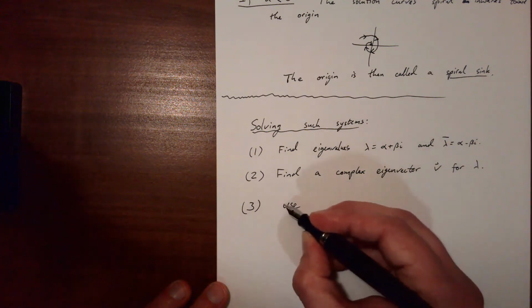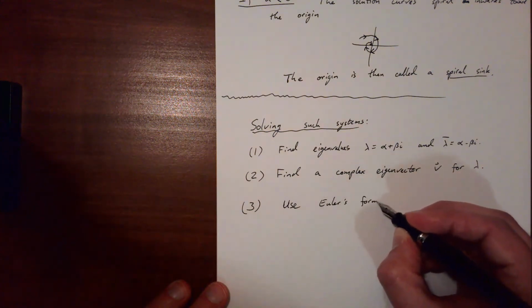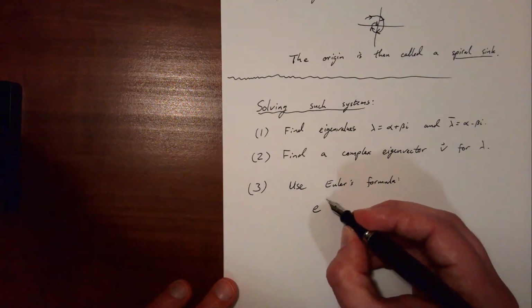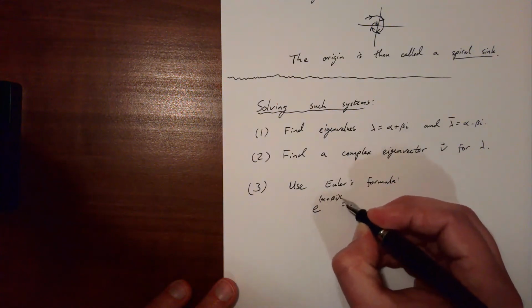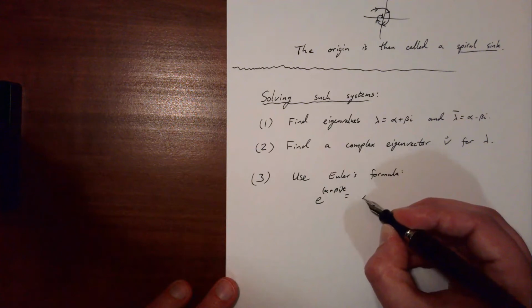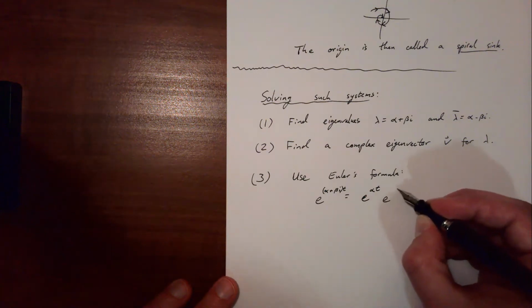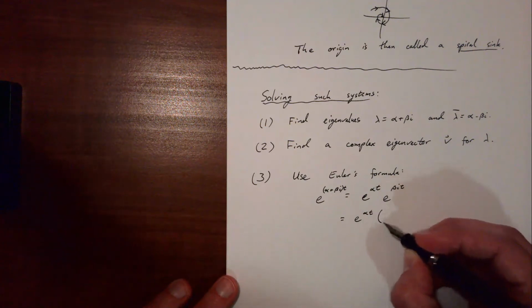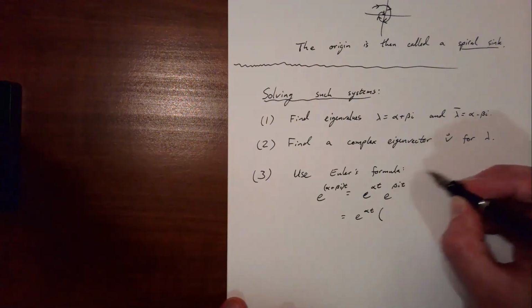All right, but anyway, then 3, use Euler's formula. So e to the (alpha plus beta I)t is equal to e to the alpha t times e to the beta I t, which then is equal to e to the alpha t times, and now here what we have is e to a power of an imaginary number.